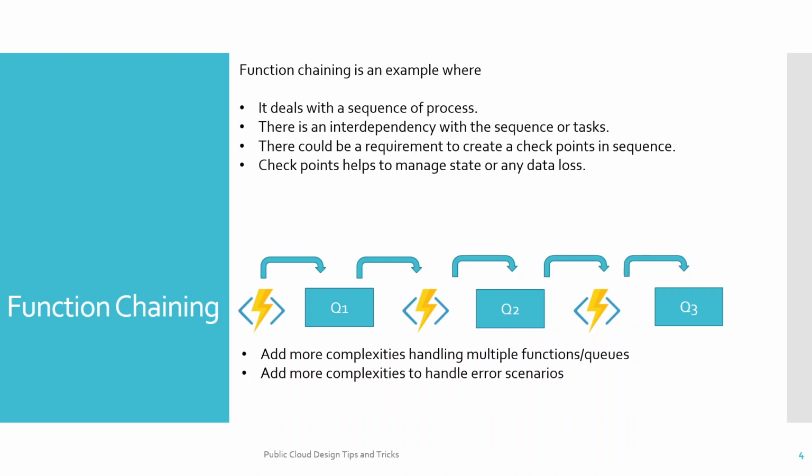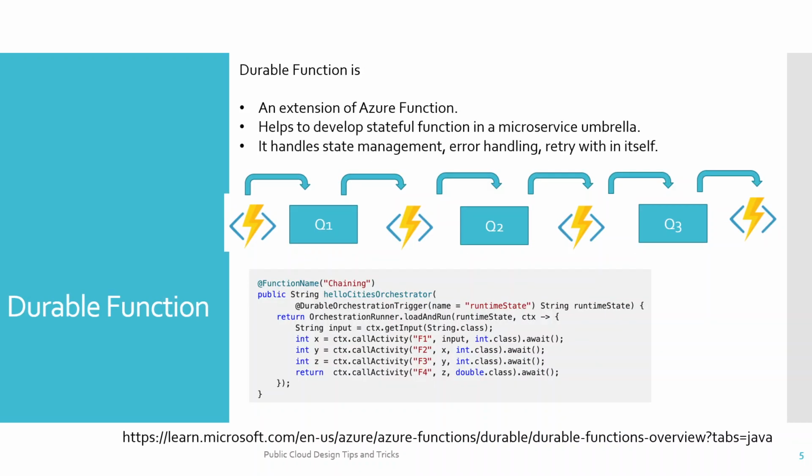But if you start writing this code on your own, what will happen? It will add more complexity in handling multiple functions and queues, and more complexity in handling error scenarios. Now that is where a durable function comes into the picture. Durable function is an exact implementation of how to deal with orchestrator techniques within Microsoft.